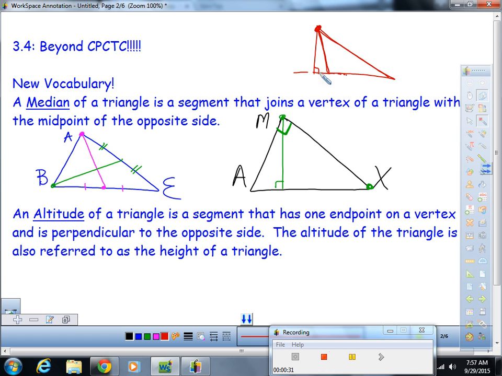Those are some key pieces of vocabulary that are now going to show up in our proofs as definitions. You'll need to know the definition of the median and the definition of the altitude, because you're going to use them in proofs. You'll see that coming forward.